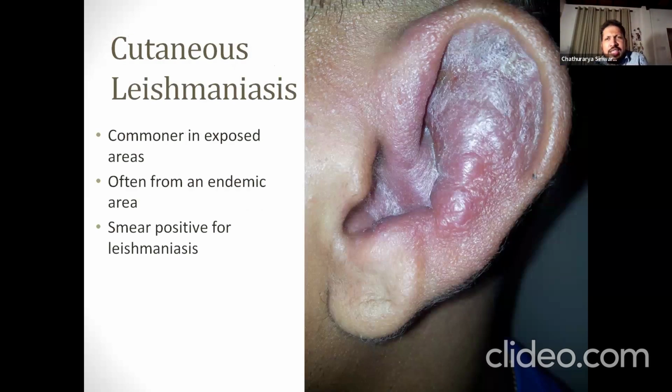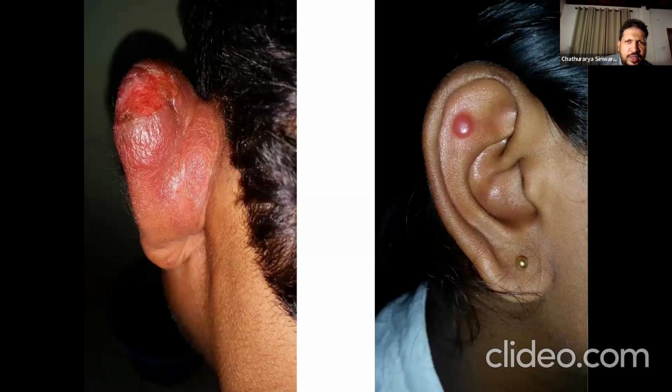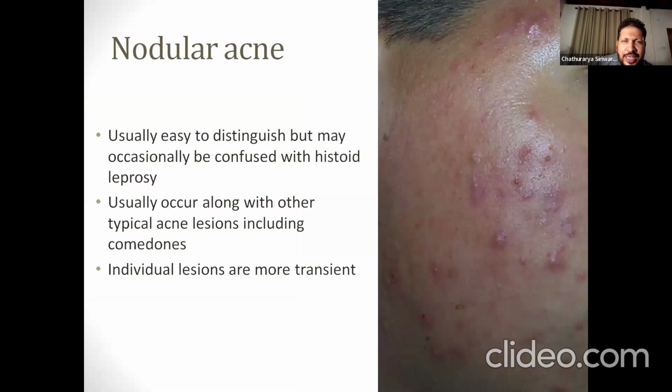Now, cutaneous leishmaniasis again can come with ear involvement, which can be tricky with leprosy, because leprosy also can come with ear involvement, but they often are from an endemic area, and the smear will help to distinguish. So leishmaniasis can come with ulcerative lesions and nodules as well, like in these pictures, so it can be a bit tricky. So nodular acne, as I showed in the previous picture of nodular leprosy, can be tricky, but these lesions can be associated with comedones, which are only seen in acne, and these are more transient.